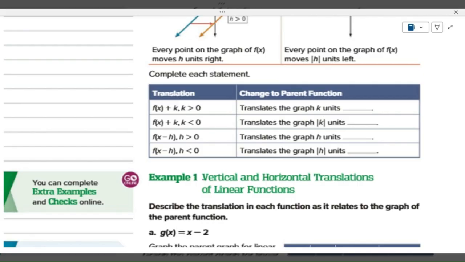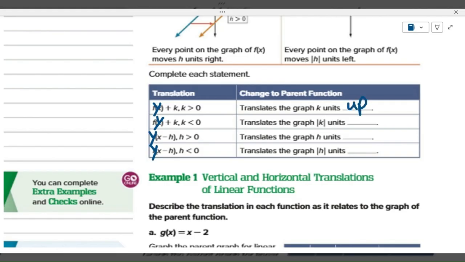The first one, we are adding k, and if it helps, replace f of x with y. Remember, that's just a fancy name for y. So here's our y, that's our x, here's our y, there's our x. Okay, that might help you a little bit. So when we add a positive value to y, we know the graph is going to shift up.